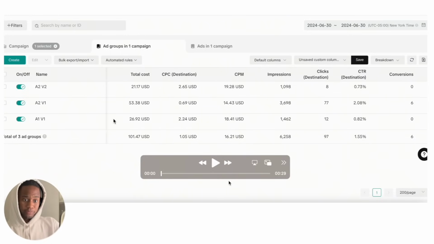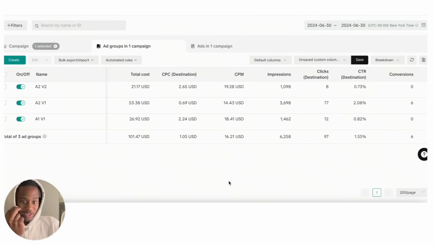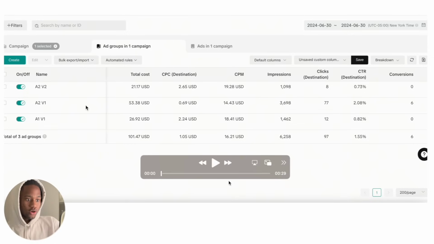And if you go to the ad group level, what you can see, simple. A1 V1, A2 V2, absolute garbage. They didn't perform, right? Look at these two ad groups. $21 ad cost, $2.65 for a click. Basically, it cost me $2.65 to get 1 click. Garbage. 8 clicks, no conversions. You look at A1 V1, basically $26 in cost, and it cost me $2.24 to get 1 click. Garbage. Look, no conversions.